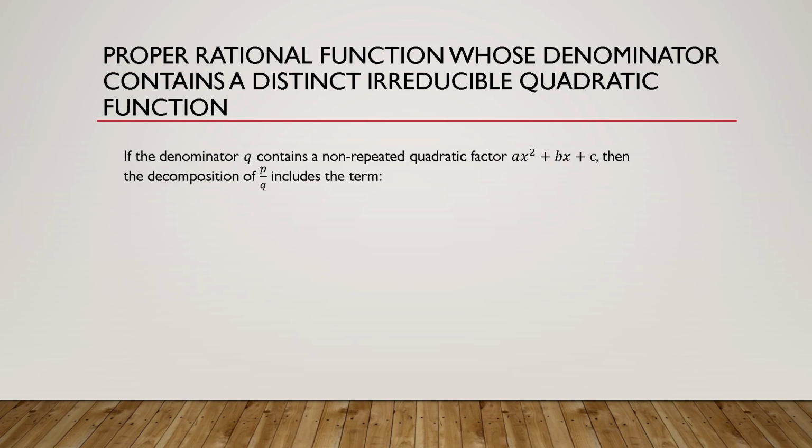If the denominator Q contains a non-repeated quadratic factor ax squared plus bx plus c, then the decomposition of P over Q includes the term (Ax plus B) over (ax squared plus bx plus c), where A and B are real numbers. Since this form includes a squared term in the denominator, a proper fraction will therefore be possible with a first degree x term in the numerator.